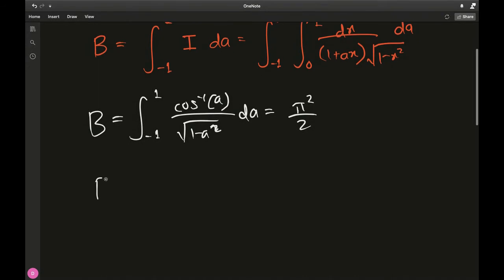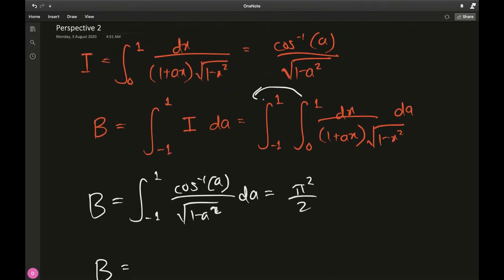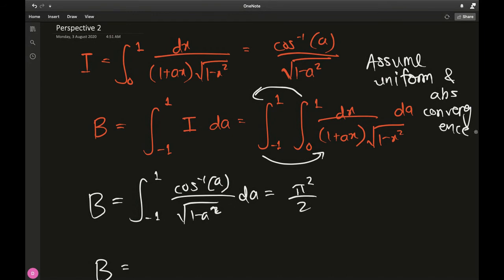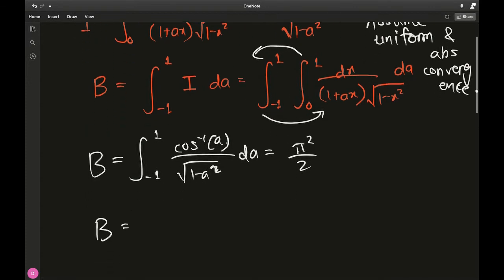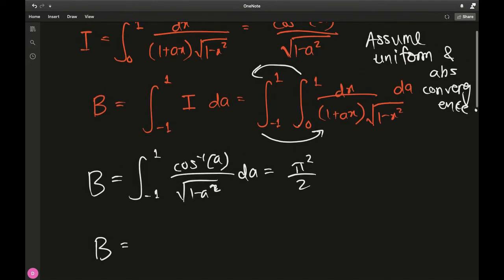Now for our second perspective, what we're going to do is simply interchange these two integrals, and again assuming uniform and absolute convergence, otherwise it wouldn't work. And now this is a very good assumption to make, because we're going from -1 to 1, which is well within the range of the cosine inverse function. Also, these upper and lower bounds aren't any improper values like infinities or zeros, where stuff is just blowing up to infinity.